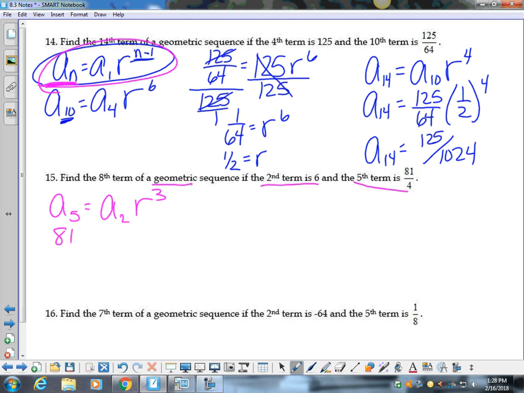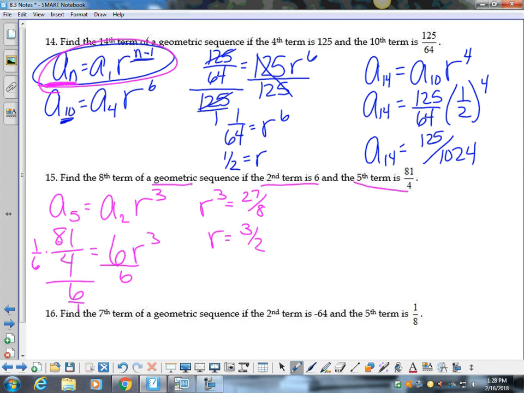Now plug in what you know. I know the 5th term is 81 over 4. The 2nd term is a 6. So now I'm going to divide by 6, which is 6 over 1. I'm going to Bojangles. And I'm going to get r cubed equals, I can do some reducing with my 6 and my 81, and I get 27 over 8. Now, before you just blindly grab your calculator, guys, 27 and 8 are both perfect cubes. So when I cube root both sides, I should know that this is a 3 over 2. I should not need my calculator for that.